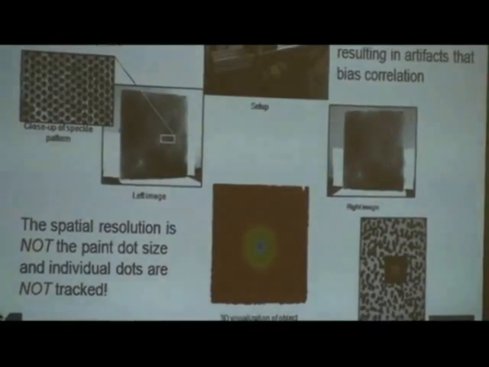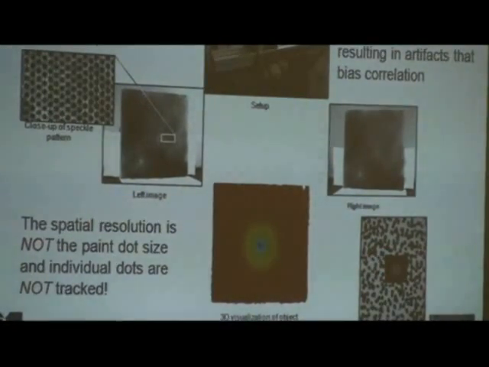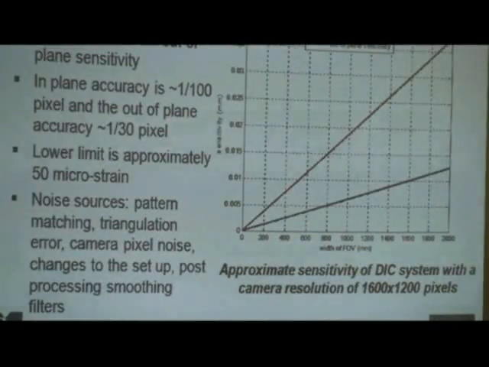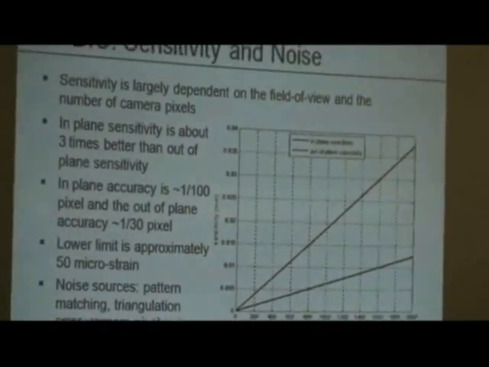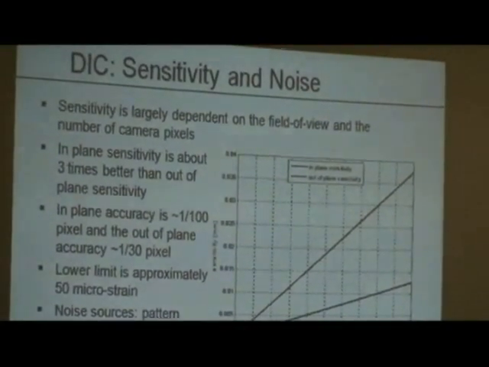We can also track these dots. These are what's called optical targets. And so what we can do is track the center of that target to a resolution of about a 50th of a pixel. So the question is, how accurate is it when I say a 50th of a pixel or something like that? Let's talk about sensitivity for a second.